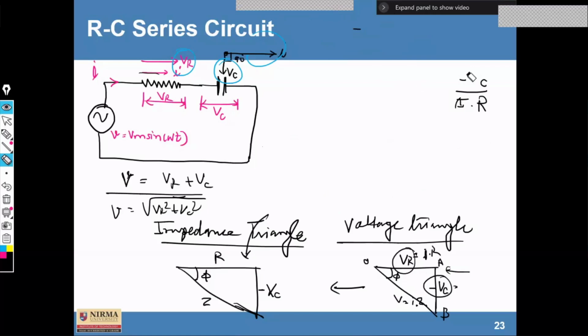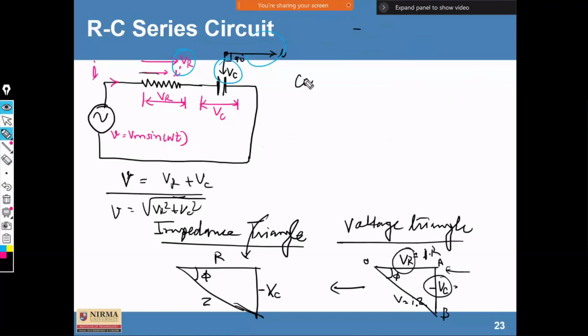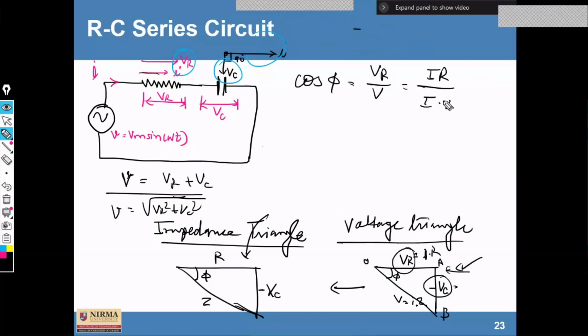Let us see. From this voltage triangle, we can write cos phi is equal to VR upon V, or IR upon I into Z, and then we can write R by Z also. So these are the equations of power factor. What is the equation of impedance then? The impedance equation can be derived from this equation.